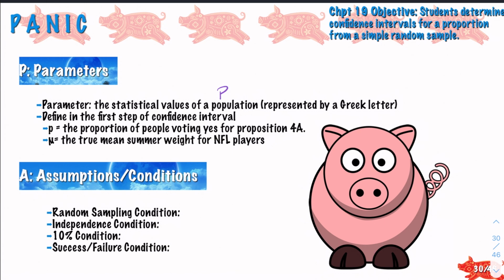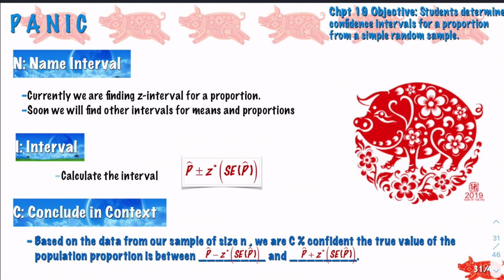The next thing we do, we check our assumptions and conditions. So this is our A in PANIC. We have to check our random sampling condition, our independence condition, that means our 10% condition, and our success/fail condition. N, name the interval. Currently, we're finding z intervals for a proportion, and soon we'll find other intervals for means or proportions. I is our interval. So this is actually calculating it. In this step, we're doing a 1 prop z interval. That's what we mean by naming it. And then doing the work is like stating p hat plus or minus our margin of error.